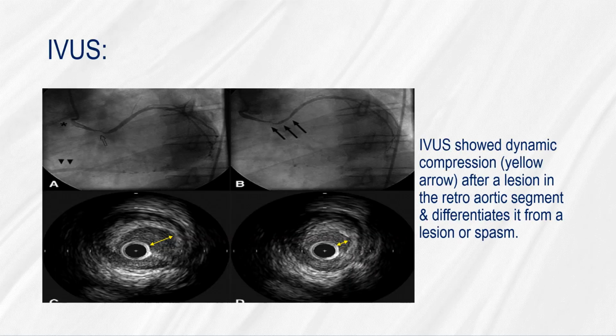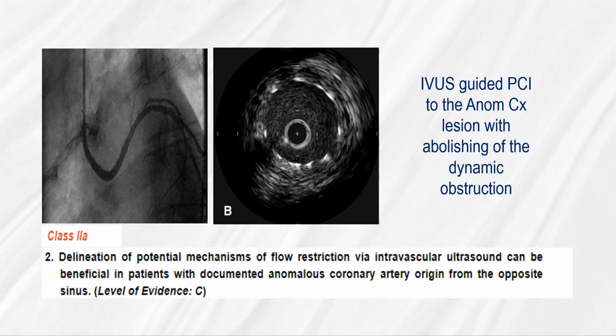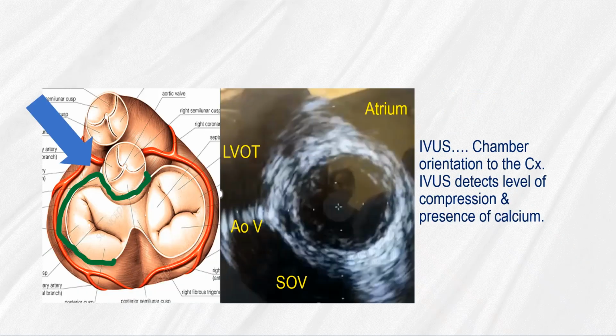IVUS has a major role in anomalous CX. It differentiates dynamic compression, yellow arrow, from lesions or spasm. And it may guide PCI to abolish this dynamic compression. IVUS images are very helpful for chamber orientation to the CX. Also, it detects the level of compression and the presence of calcium.